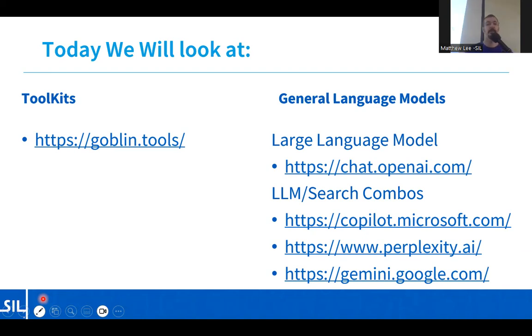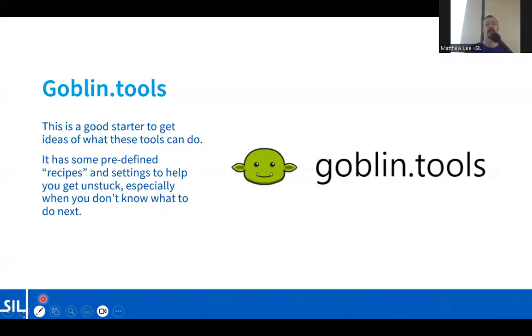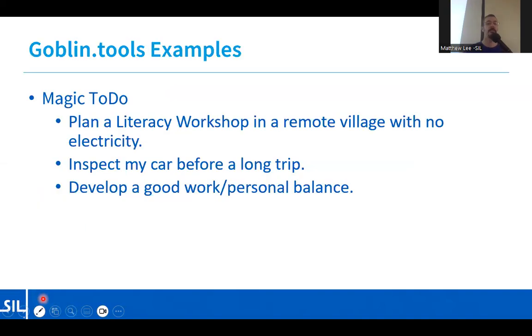So Goblin.tools, here we go. This is a good starter, I think, to get an understanding of what AI can do for you, because it sort of has predefined recipes of those things. So here are some examples of things that someone might want to be able to do. And we're going to ask Goblin.tools to help us do it. So I need to get out of the presentation. And we're going to open up the internet now and pray that that works.